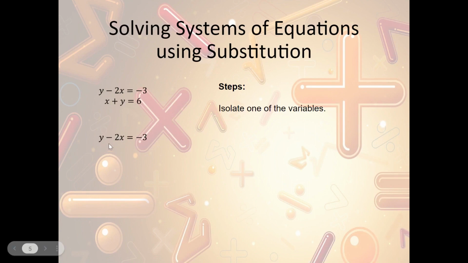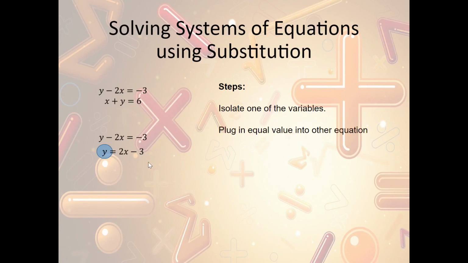In this case, I'm going to take the equation y minus 2x is equal to -3, and I'm going to isolate y. In order to do that, I'm going to add 2x to both sides, and I end up with y equals 2x minus 3. Now it's isolated. Now I can plug it into the other equation. So I have x plus y equals 6. But y is really equal to 2x minus 3, so I'm going to plug that in for y. So now it says x plus 2x minus 3 is equal to 6.